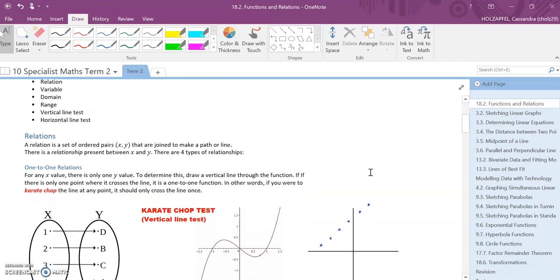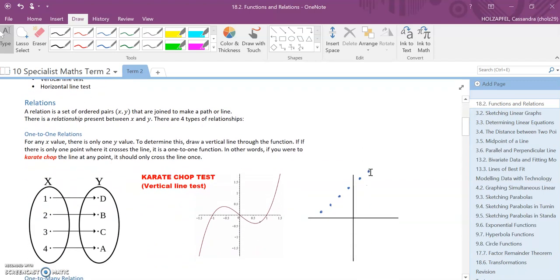Before we do that, what we really need to be talking about is what a relation actually is. A relation is really just a set of ordered pairs, x and y, or it could be a line, or it could be a mapping diagram. We'll talk about that in a sec. All it's telling us is the relationship between x and y. There are 4 different kinds of relationships, so I'm going to very briefly talk about them. We've got a one-to-one relation, a one-to-many relation, a many-to-one relation, and a many-to-many relation.